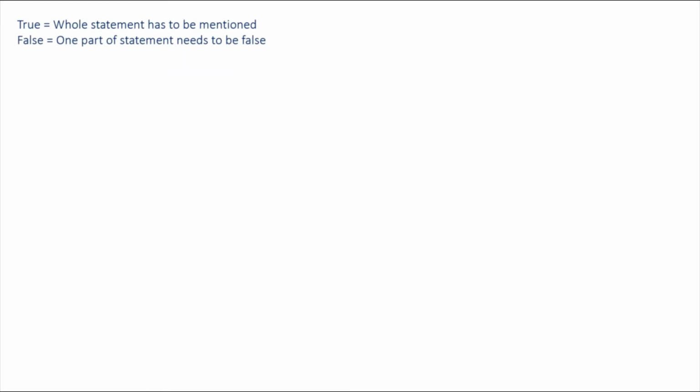And for it to be false, just one part of the statement needs to be incorrect, and then the whole statement will be false. And for it to be can't tell, it just won't have enough information for it to be either true or false.